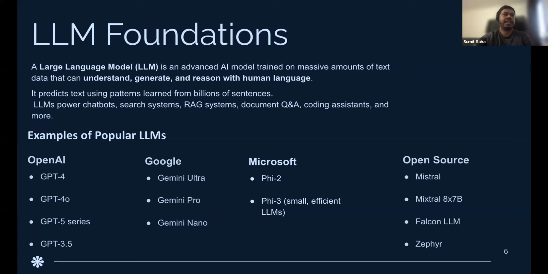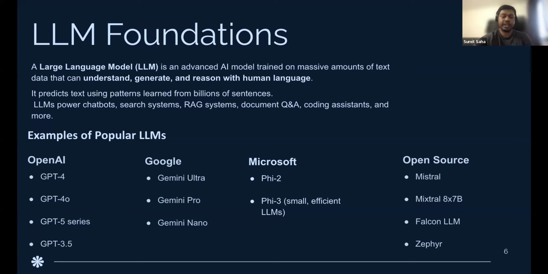So an LLM is basically an AI model that we train with a massive amount of text data, and it can understand, generate, and reason with human language. It can interact with humans easily because it can understand human language. It works by predicting text using patterns learned from billions of sentences. LLMs are used mostly in chatbots, search systems, RAG systems, document QA, and different purposes.